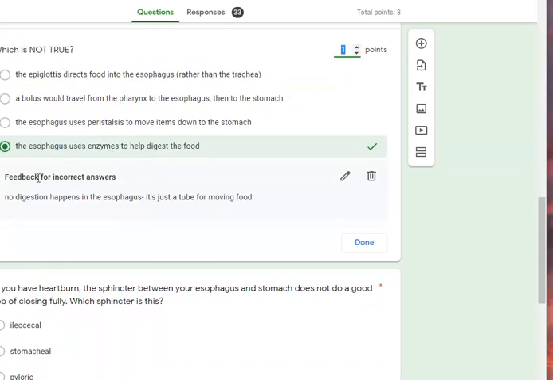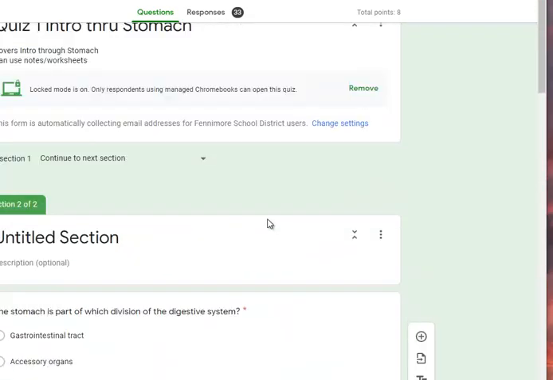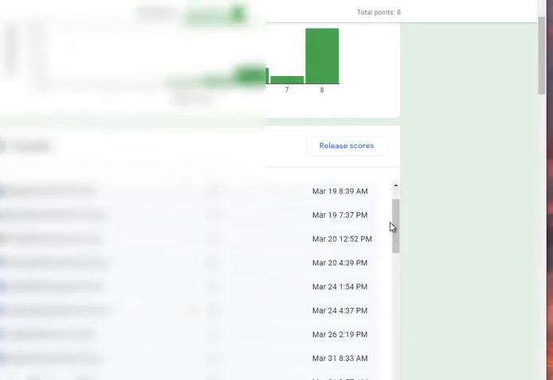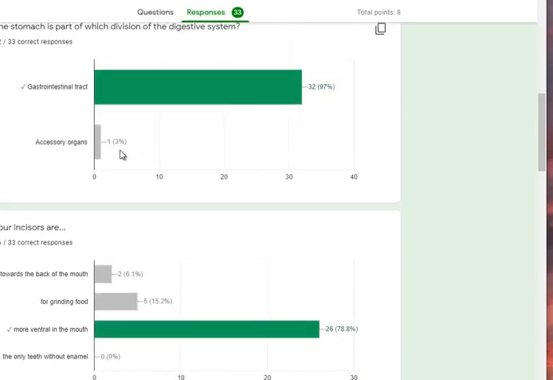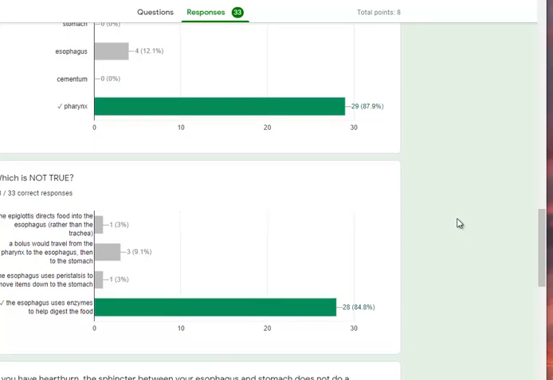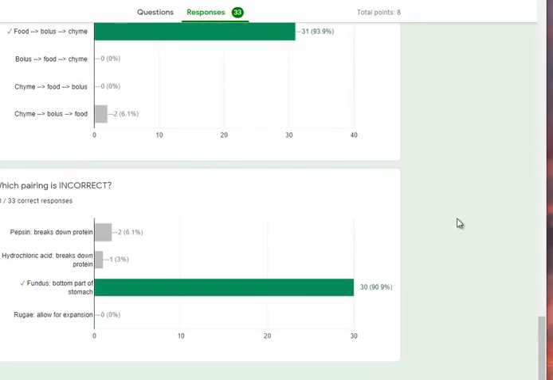If there was a question that might be tricky, I gave feedback for incorrect answers to help kids understand why they might have had something wrong. This was an 8-point quiz. One thing that I really like about Google Forms is that you can see what the most common incorrect answer is. So kids here did really well, not too many issues.